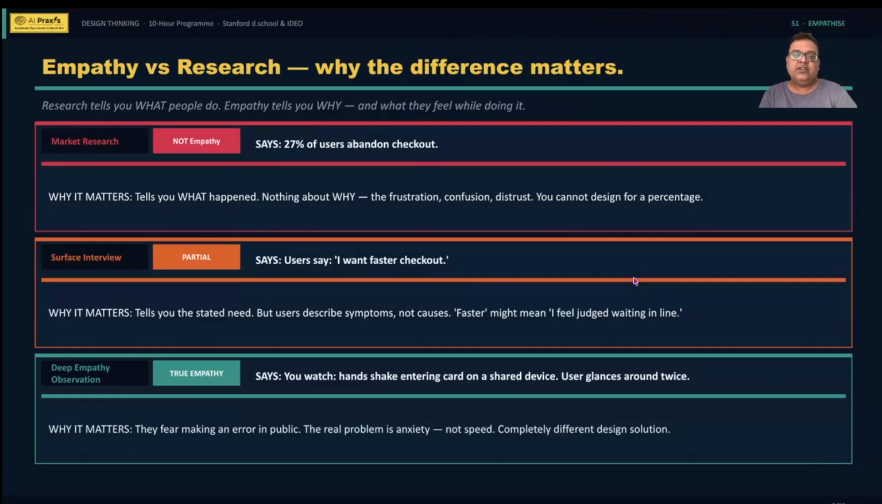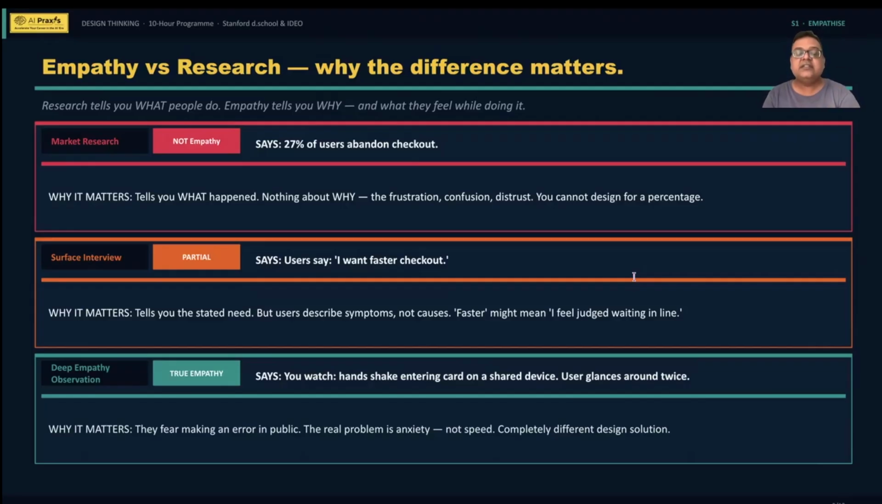In the previous slide, we learned that design thinking begins with understanding people before designing solutions. But that raises an important question. How is empathy different from research? After all, both involve users, both involve collecting information, and both help us make better decisions. So, are they the same? The answer is no. Research and empathy answer two completely different questions.